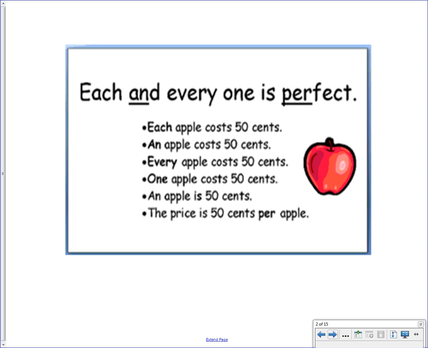This is a little poster that talks about the words each and every. This poster shows you some of the ways to say one. Pause the video and look it over.